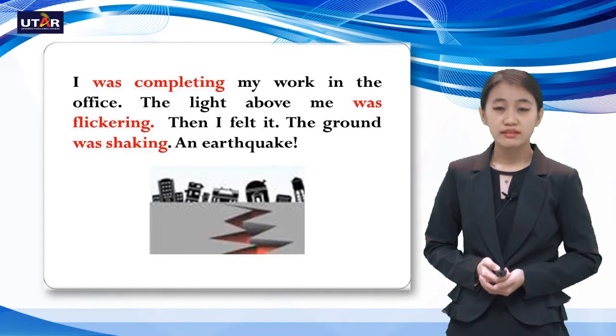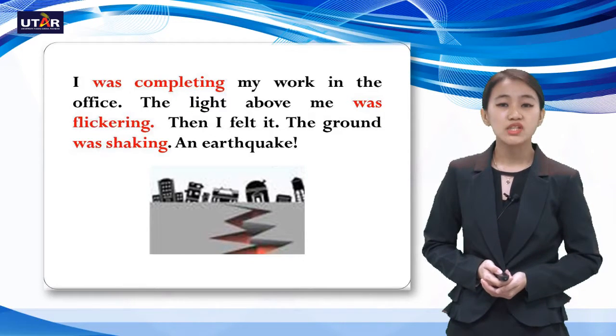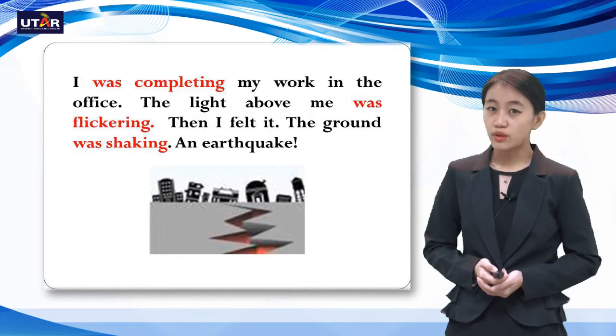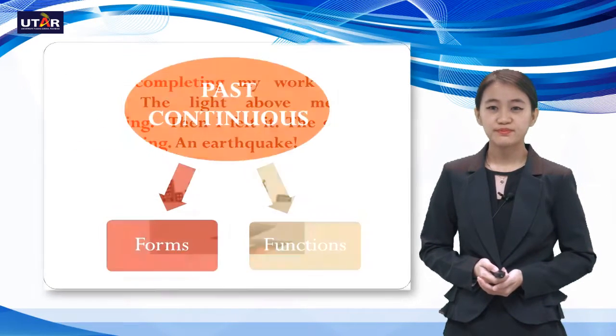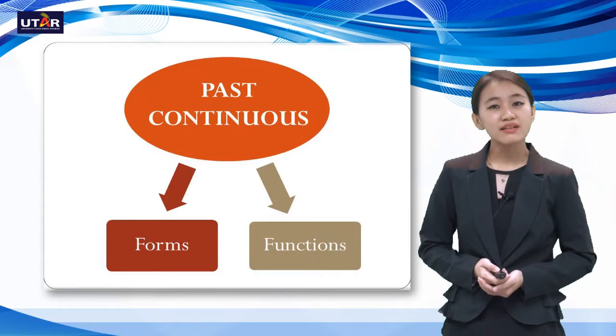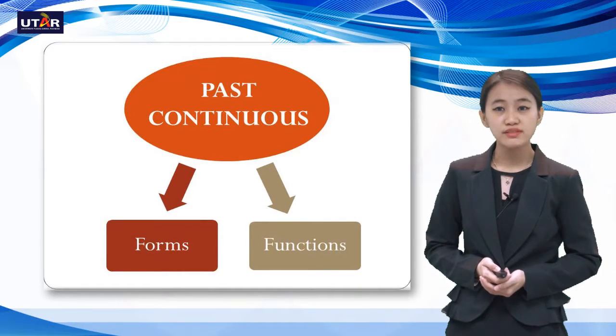Well, let's look at the answer. The first one is was completing. Next, was flickering. And the third one was shaking. So if your answer was 3, then you are correct. So for the past continuous tense, we will be looking in the forms and also the functions.